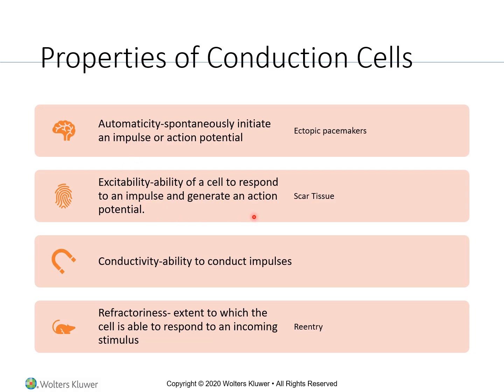So this is the ability of a cell to respond to an impulse and generate an action potential. And so as the SA node fires, we need it to signal the next cell and then the next cell and the next cell.